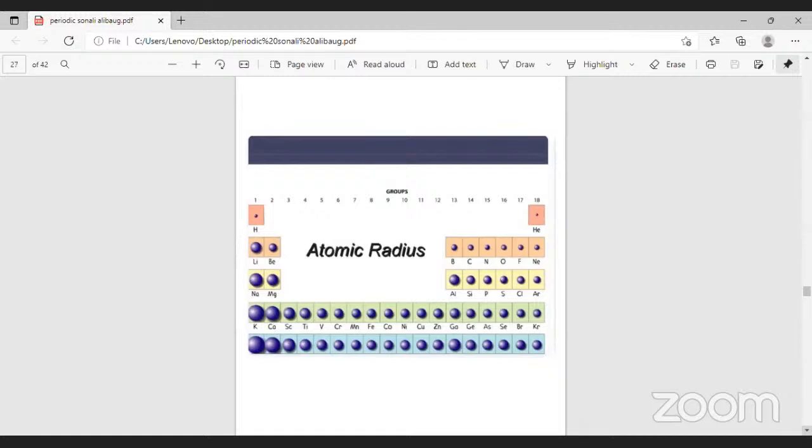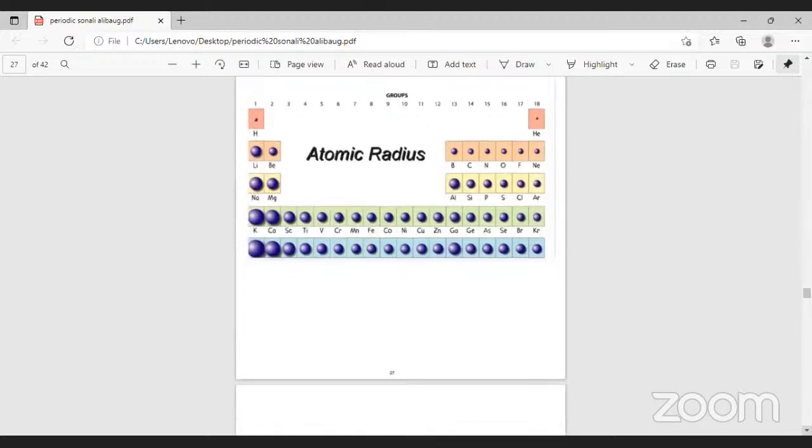First, let me define across the period from left to right, does atomic radius go on increasing or decreasing? Left to right, decreasing. Of course, from up to bottom, it is increasing. So again the question comes, why is there a decrease in size across the period, and why is there an increase in size across the column, top to bottom? Because of nuclear charges.